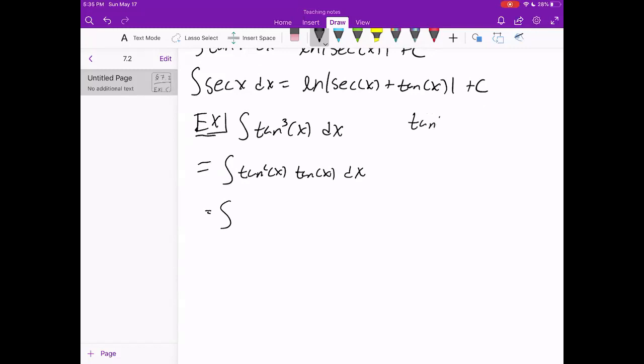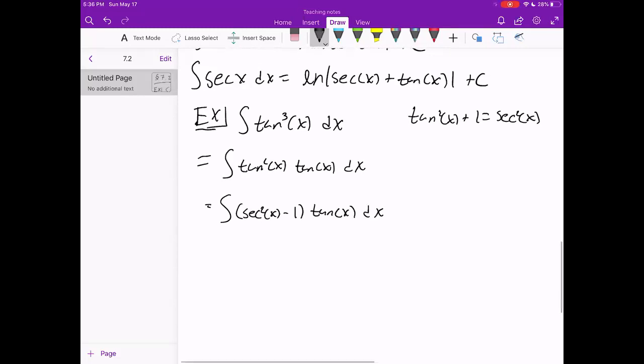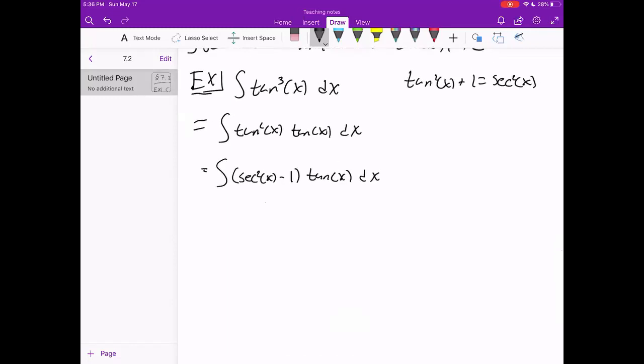I know that tan squared of x plus 1 is equal to secant squared of x. This comes from the identity sine squared plus cosine squared is equal to 1. Divide both sides by cosine squared, and you get this identity. So I'm going to replace that first tan squared by secant squared minus 1, times tan of x dx. If I distribute and break this up into two integrals, I get the integral of tan of x secant squared of x dx minus the integral of tan of x dx.